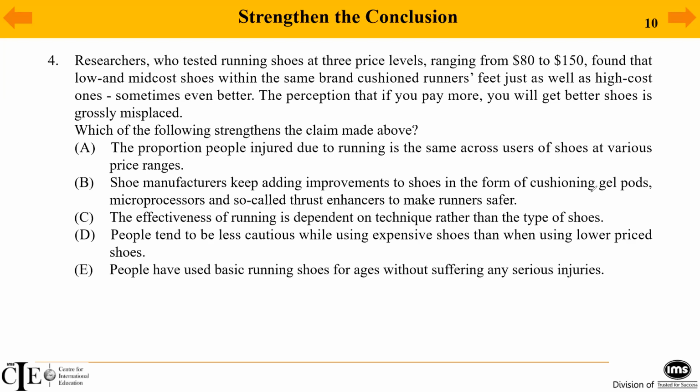So option A is strengthening because the advantages are the same as well as the disadvantages. The proportion of people injured due to running is the same across users of shoes at various price ranges. So price range is the important point here. The advantages are the same, and at the same time, the disadvantages are also uniform across all the price ranges. That means price has no effect on the betterment of the shoes, which is proven again in option A.